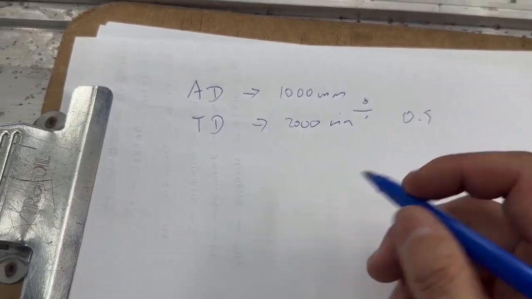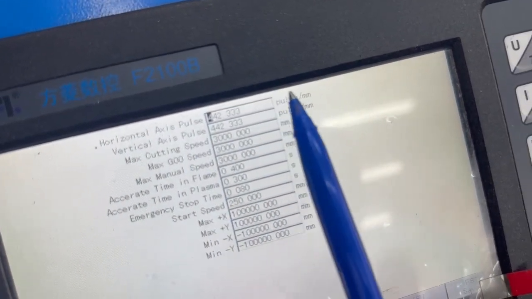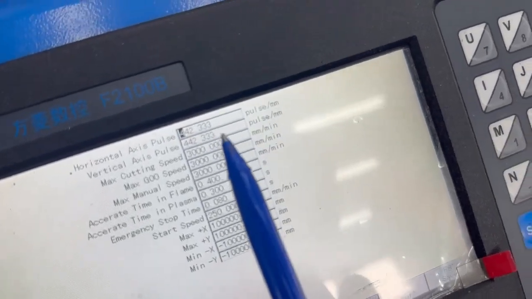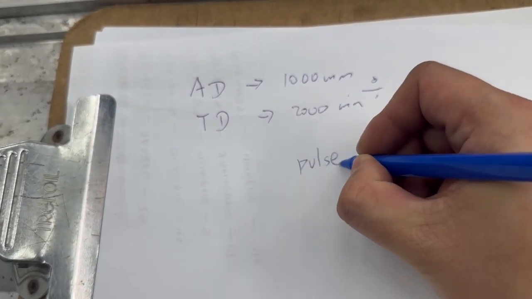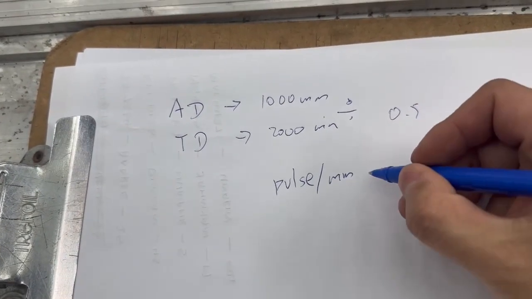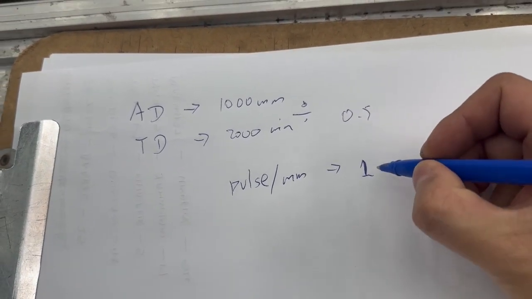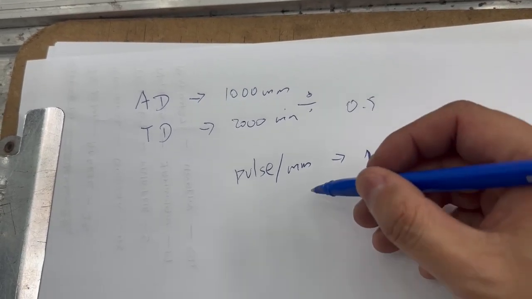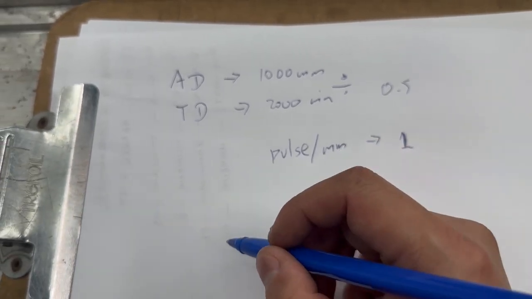Okay. Let's make another assumption, but let me show you first. In the settings, if you go to setup, you can go to system setup, if you want to change. Then you can read here, it says pulse per minute. It's the pulse per millimeter, not per minute. Okay, for calculation's sake, let's say it's a simple number, just 1. So it means if the machine wants to move 1 millimeter, it will send 1 pulse to the driver. The driver will drive the motor to a certain angle.